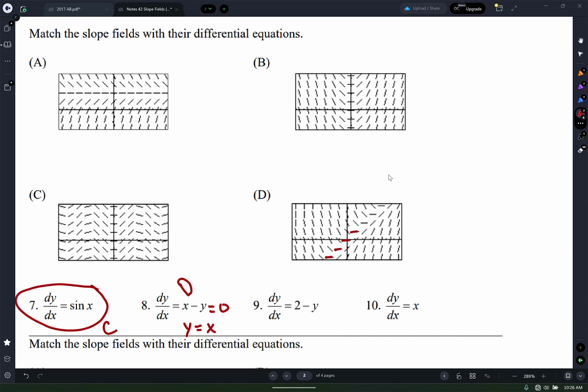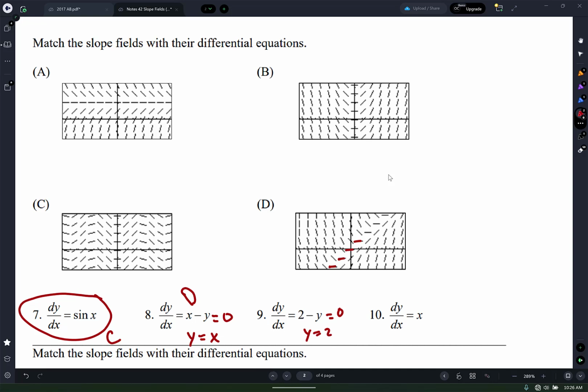Now let's go to the 2 minus y. The first thing I'm going to do is equal this to 0. So I know that at y equals 2, I better have slopes of 0. And I can already see it. Which one? A.